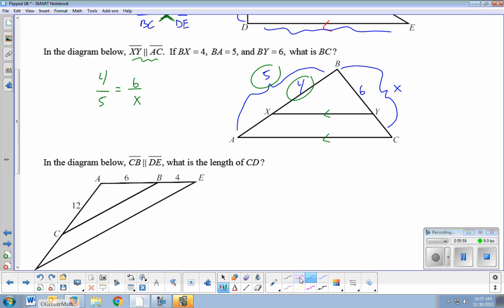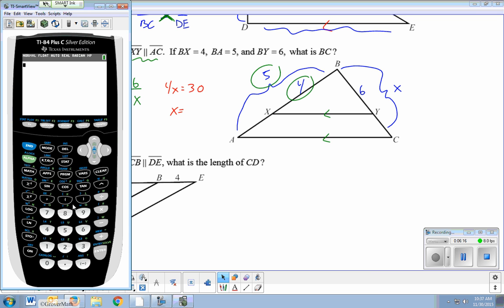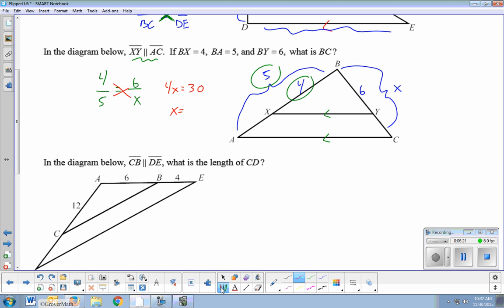And so since we know these are proportionate, we can set it up as a cross multiplication and cross product. So 4 times x is 4x, and that equals 5 times 6, 30. So then we would divide by 4 to get x equals 30 divided by 4. I think it's 7.5, but let me just make sure. Yes, 7.5. And so 7.5 is the length of this here, 7.5.